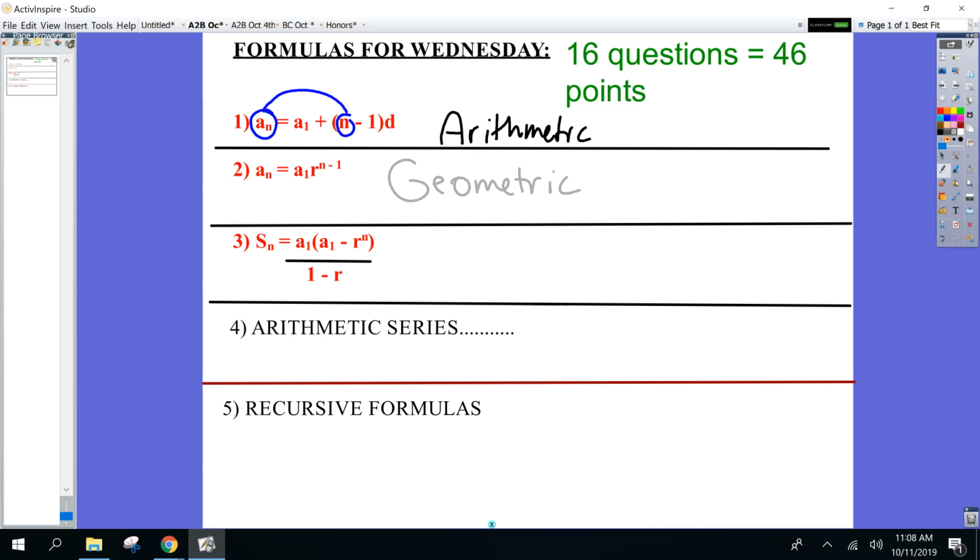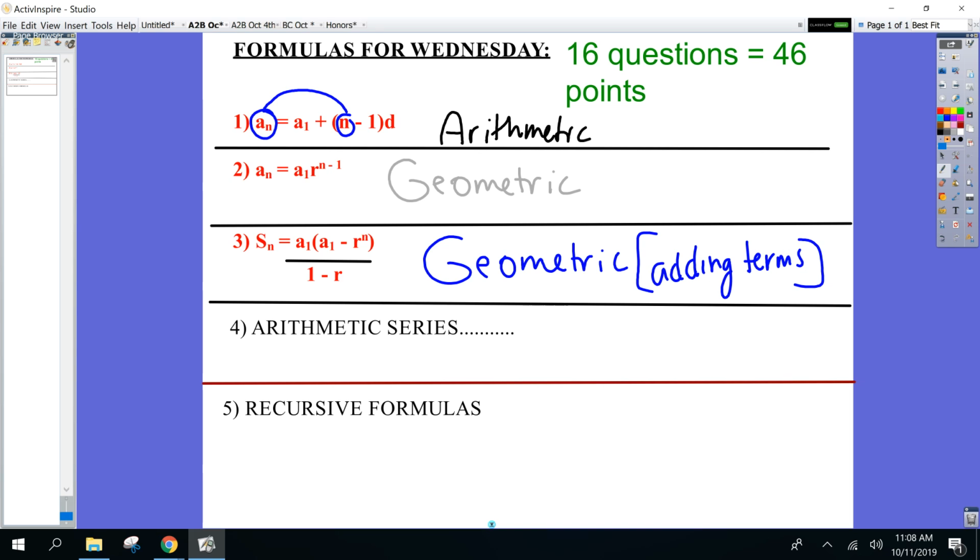All right. And then number three, what type of sequence am I going to be dealing with on number three? Still geometric, but now what do I want to do to all the terms in the sequence? If I'm going to use this formula, what am I going to ask you to do to those terms in the sequence? Add them up. So this is adding terms of a geometric sequence. Okay, adding terms.